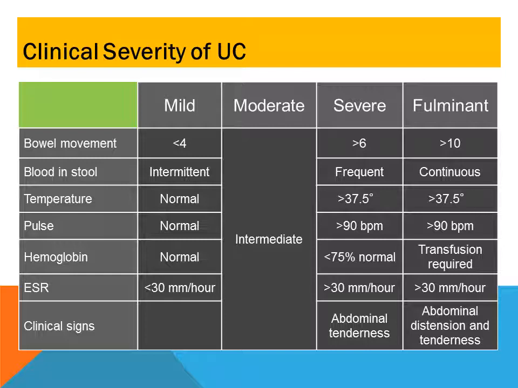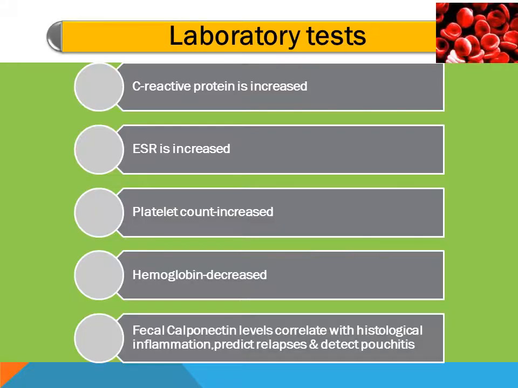Clinical severity of ulcerative colitis is mild, moderate, severe, and fulminant. In the mild, bowel movements are usually less than 4, in severe more than 6, and fulminant more than 10. Blood in the stool is intermittent, frequent, and continuous. Temperature is normal in the mild, 37.5 in severe, and so on. Pulse is normal in mild, and increases in the severe and fulminant. Hemoglobin level decreases from mild to moderate and severe. ESR is less than 30 in the mild, while it is more than 30 in the severe and fulminant. Abdominal tenderness is there in the severe and fulminant colitis.